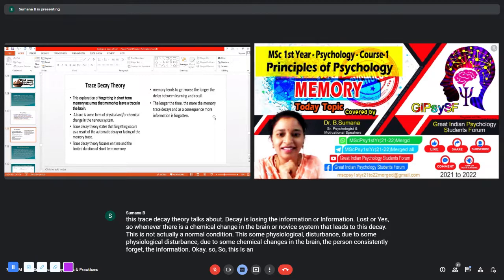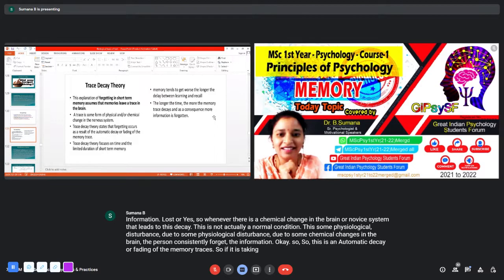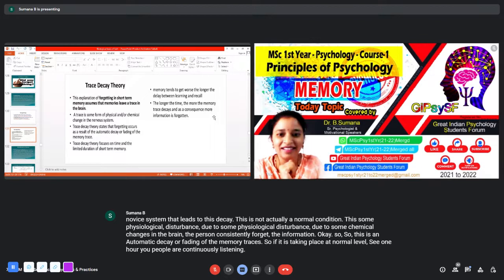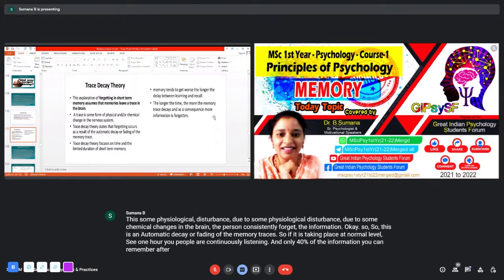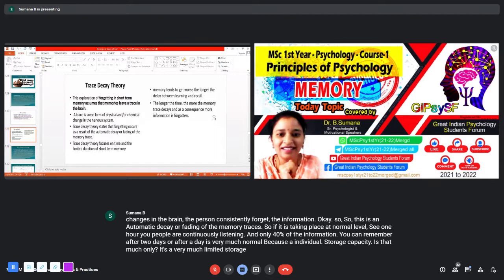So this is an automatic decay or fading of the memory traces. If it is taking place at a normal level, say you are continuously listening for 1 hour, and you can remember only 40% of the information after a day or 2 days, that is very much normal, because an individual's storage capacity is that limited.